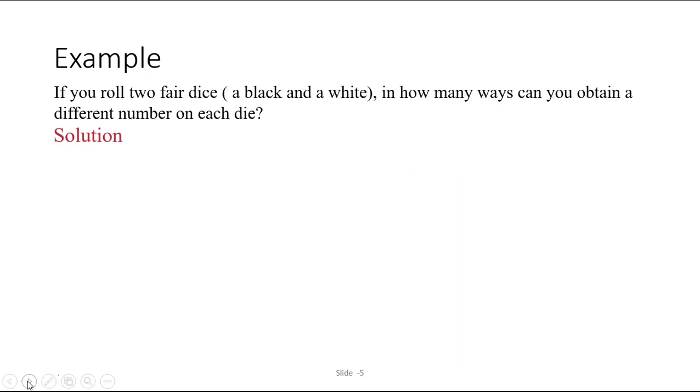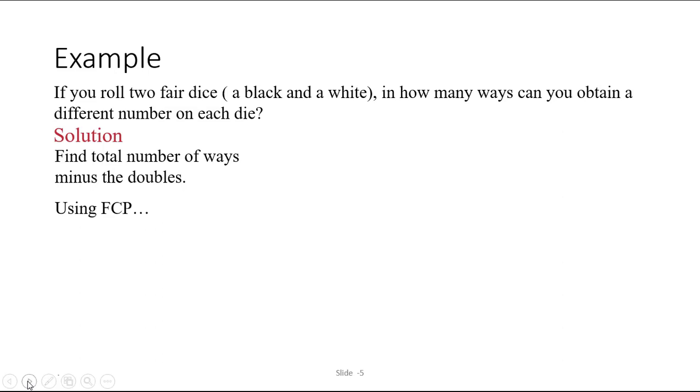Here's another example. If you roll 2 fair dice, we'll assume that one's black and one's white, just so that we can distinguish between the two. In how many ways can you obtain a different number on each die? One way to go about this is to overcount, to count the total number of ways to roll 2 dice, and then subtract off the ones we don't want where the dice are identical, in other words, the doubles.